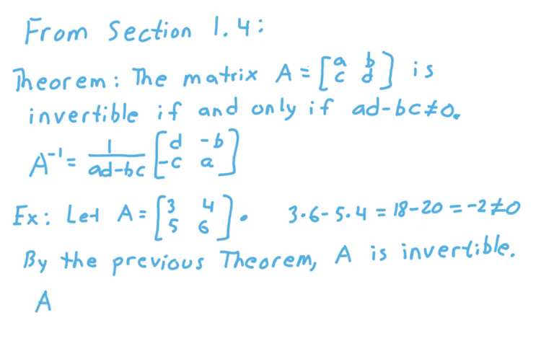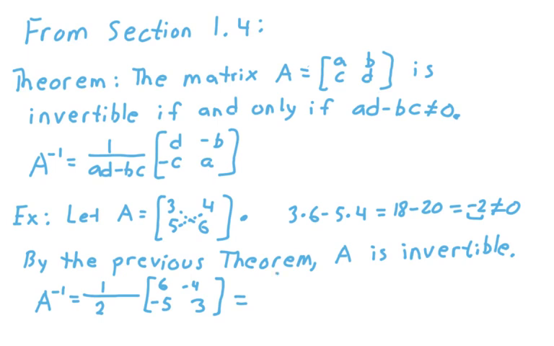And so A inverse is equal to 1 over, again, 3 times 6 minus 5 times 4, which I already showed was negative 2. So A inverse is 1 over negative 2 times the matrix. Now, how I come up with the matrix is this. I take the entries along the main diagonal and swap them. So I'm going to put the 6 in the upper left corner and the 3 in the lower right corner. And then I change the signs of the entries along the other diagonal. So here I put negative 4, and here I put negative 5.